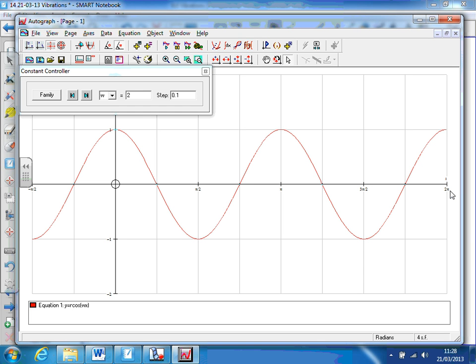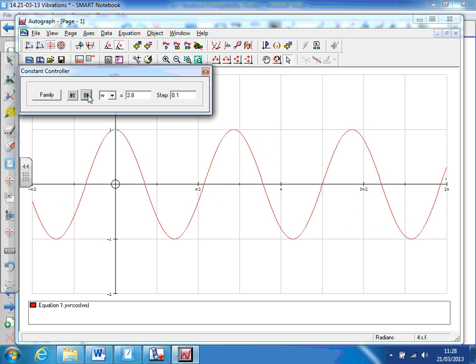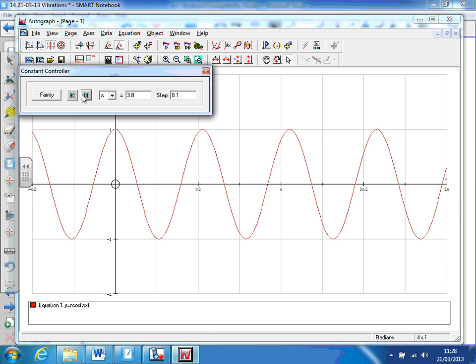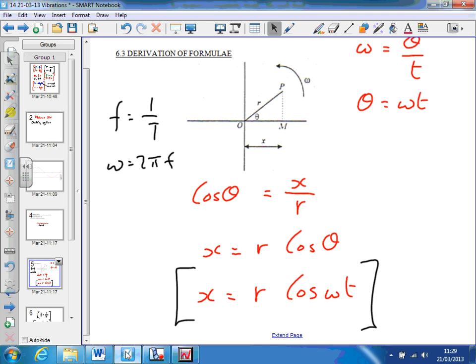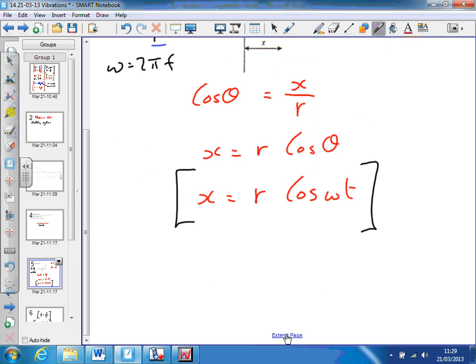So if omega increases, the time for one oscillation gets shorter and shorter and shorter, which you'd expect, wouldn't you? As I increase omega, the time for one revolution is getting less. I'm getting more revolutions in per second. So as omega increases, the frequency is going to increase, which is what this is saying. And as the frequency increases, the time for one oscillation is getting smaller and smaller, which is fitting in with our picture. So that's what's going on as this thing rotates.